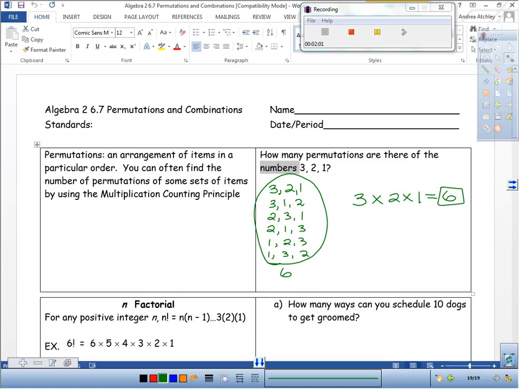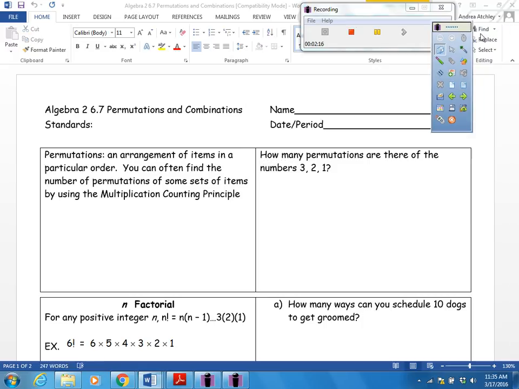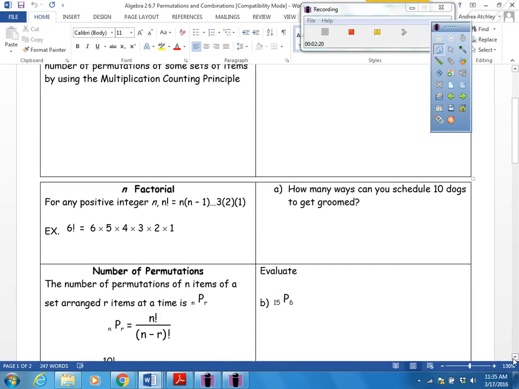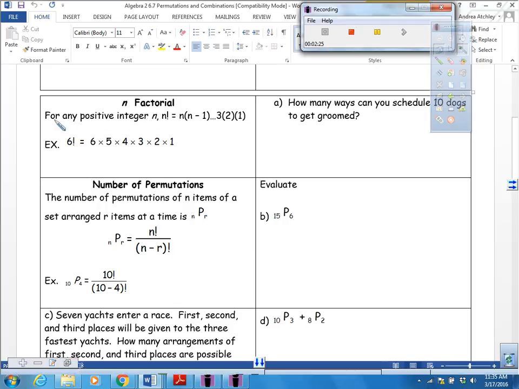Now even that can become annoying if we have a lot of things we want to arrange. So we have a new operation, which is a factorial. For any positive integer n, n factorial equals n times n minus 1, and it keeps going down to 1. So 3 factorial is 3 times 2 times 1. If I have 6 factorial, it gives me 6 times 5 times 4 times 3 times 2 times 1.